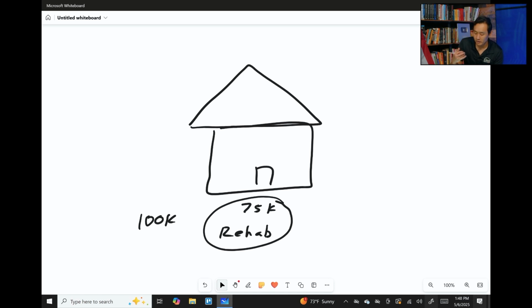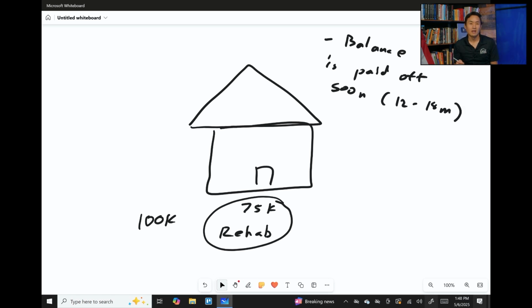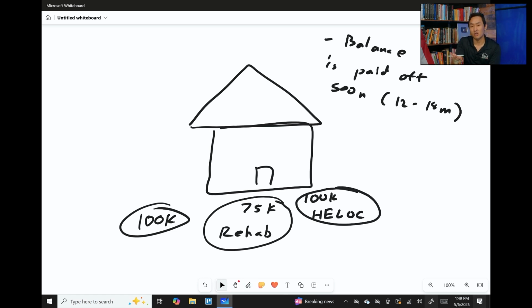Now, what's really great about using a HELOC, especially on a flip, is that it's great, especially if the balance is paid off soon. And when I say soon, I mean, let's just say less than 12 to 18 months, okay? So we buy this home for $100,000, it's greatly distressed, we need $75,000 to rehab it, and let's say that we were able to obtain a $100,000 home equity line of credit, which, by the way, if you guys currently own a home and your equity is far greater than a $100,000 HELOC, well, based on your loan to value, you'll probably be able to get a home equity line of credit to actually do this example in right now, right?